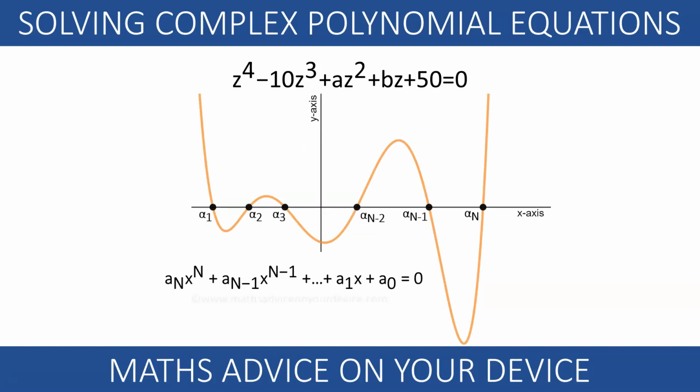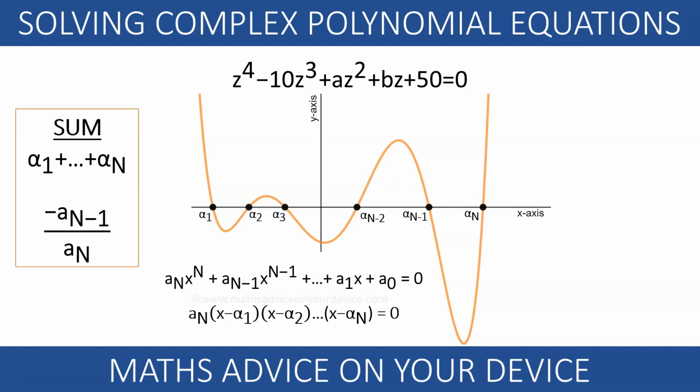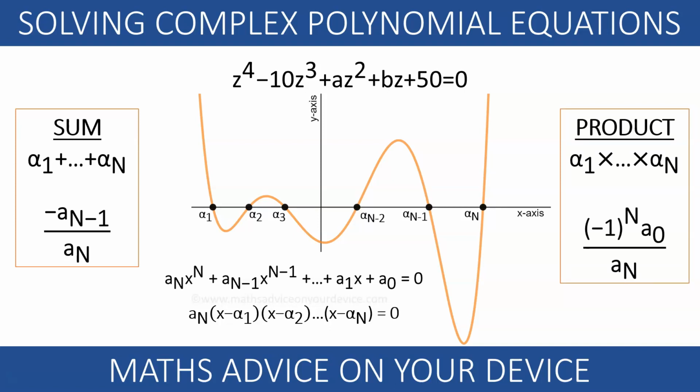Polynomials can be written as a product of factors using the solutions alpha 1, alpha 2, alpha 3, etc., and can be visualized using the x-intercepts of our polynomial as the real solutions. The interesting thing is that there is a link between the sum of the n solutions and the coefficients of the polynomial. The product of the solutions is also linked to the coefficients. The sum is the opposite of the quotient between the second and the leading coefficient. The product is minus 1 to the n times the constant term over the leading coefficient.